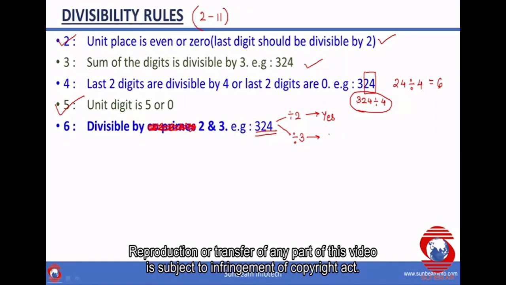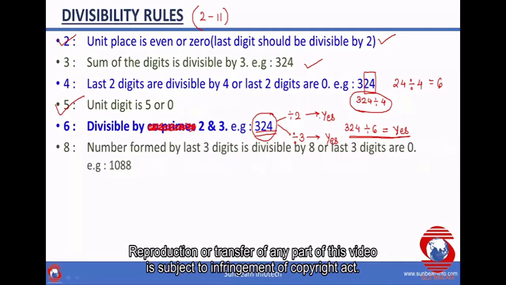Yes. So can I conclude that this entire 324 number is divisible by 6? Can I say so? Yes. So it is divisible by 6. Is it clear to all of you?